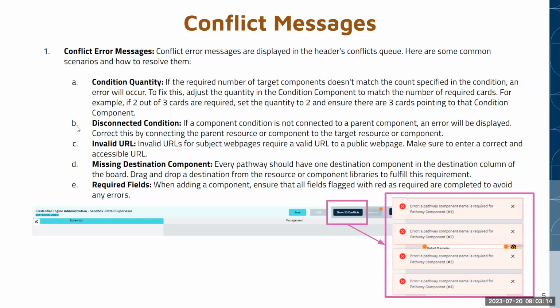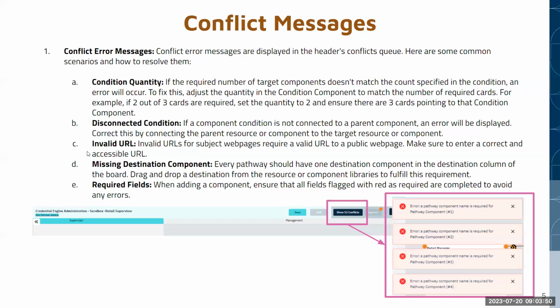The next item is a disconnected condition. If a component condition is not connected to the cards to the left of it, or the parent cards, then you will get a conflict message. And it's really easy to correct. All you have to do is connect the parent card or the cards to the left of the condition that need to have an arrow to it. Just simply connect those cards, and once those are connected, your conflict will be resolved.